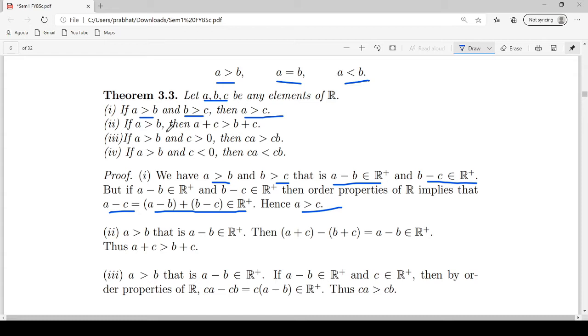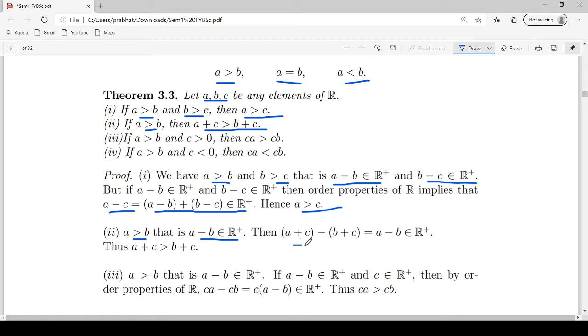Now let's see the second statement. It says if A is greater than B, then for any real number C, A plus C is greater than B plus C. Let's see the proof. You have A is greater than B. That means A minus B belongs to R plus. Now you want to prove A plus C is greater than B plus C. That means we want to prove A plus C minus B plus C belongs to R plus.